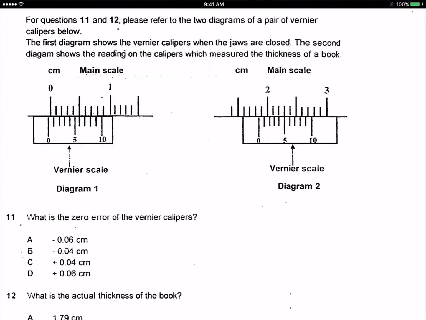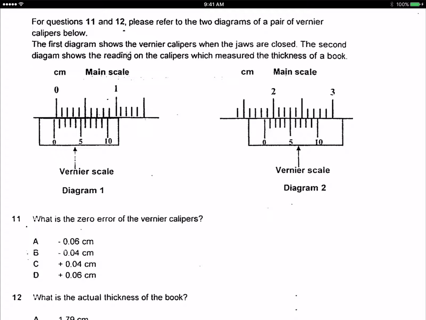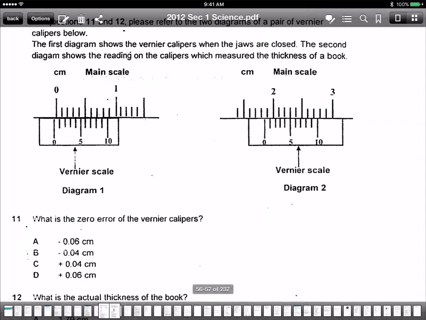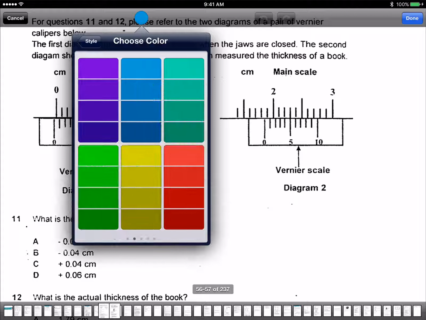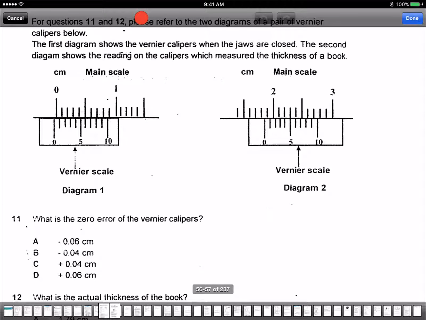Okay, next one. Number 14, but it's just a very careless mistake. Okay, let's look at the vernier calipers, because I think you'll be tested. Vernier caliper, what's the zero error here? For 11 is B. How do we get 0.04? Negative zero error. Now this is a negative zero error, so you have to read from which side? You have to read from the right hand side. Now this is the one aligned. Okay, in red, that's the one aligned.